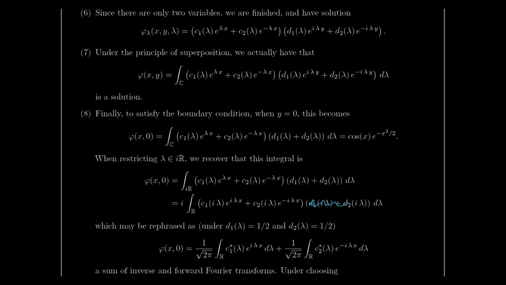Once again, we can really forget about these. I know I've kept them around, but that's where I get rid of them. And we figure it out. We make our change of variables. You get that there's this C1 star of lambda, that's e to the I lambda x, and then C2 star times e to the minus I lambda x.